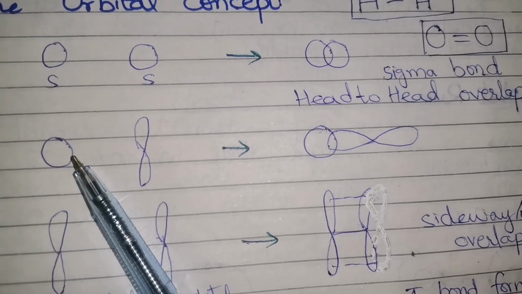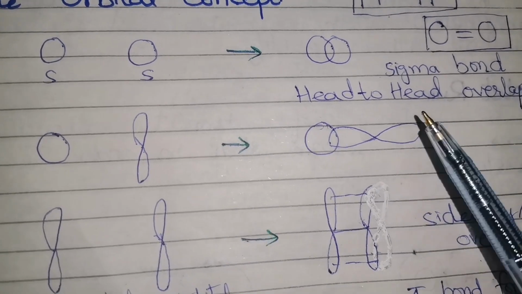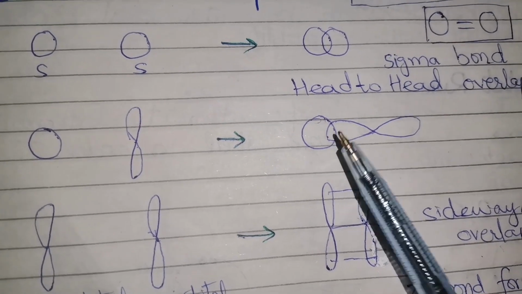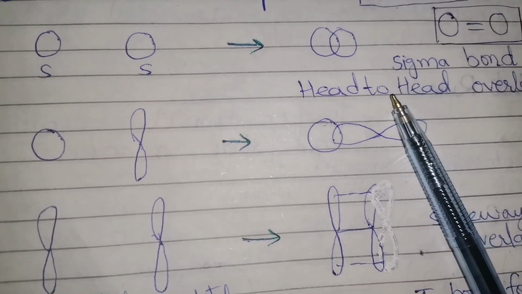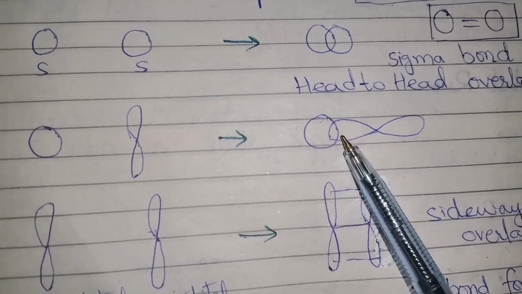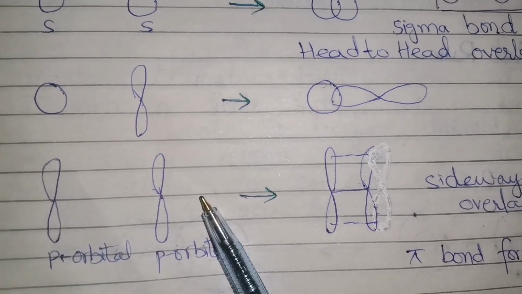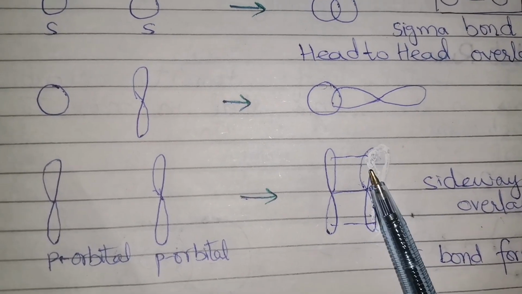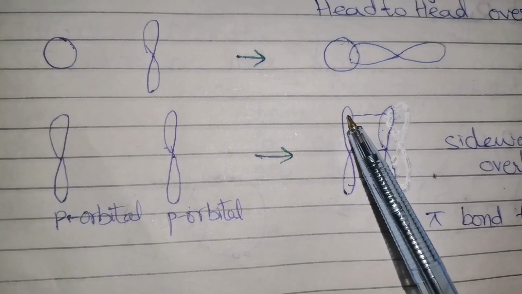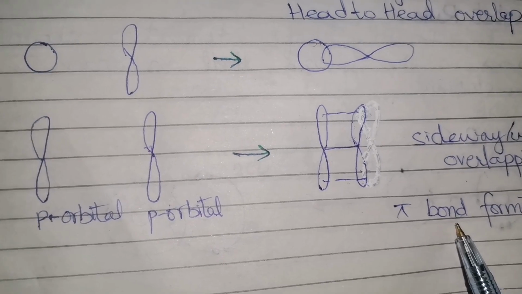Here we are taking the s orbital and now this one is a p orbital. When we rotate this p orbital, it will overlap in this way with the s orbital. This type of overlapping is also known as head-to-head overlapping, and the bond formed in this case is also known as a sigma bond. Now coming towards the 2p orbitals. When we have 2p orbitals, these p orbitals will overlap in this way. Such kind of overlapping is known as side-wise overlapping, and the bond formed in this case will be a pi bond.